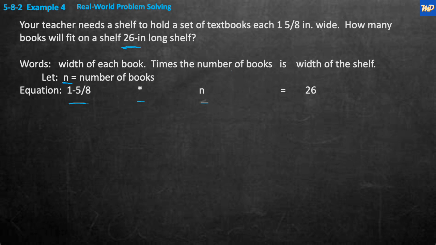I'm going to rewrite the problem. 1 5/8 n is equal to 26. Okay? Not too bad. So convert this to an improper fraction. That's what it said we had to do. So 8 times 1 is 8, plus 5 is 13. 13/8 n is equal to 26.